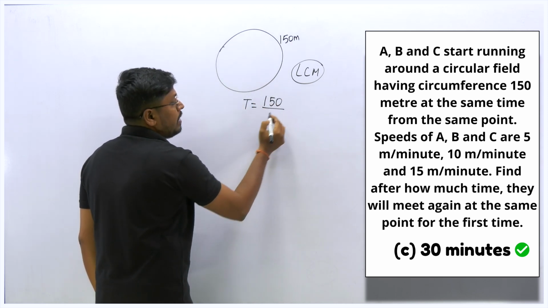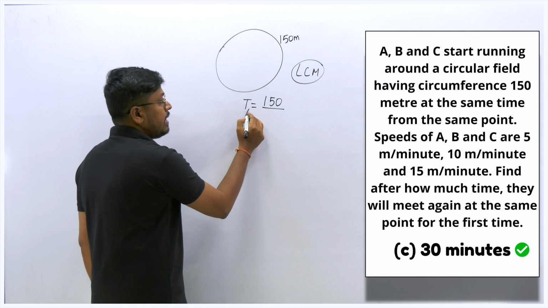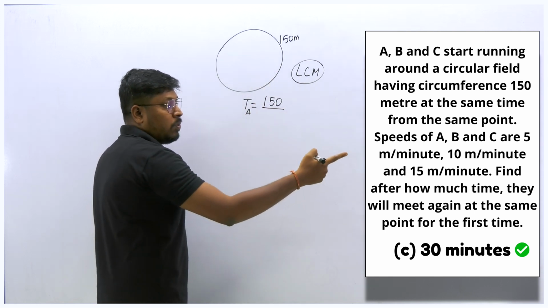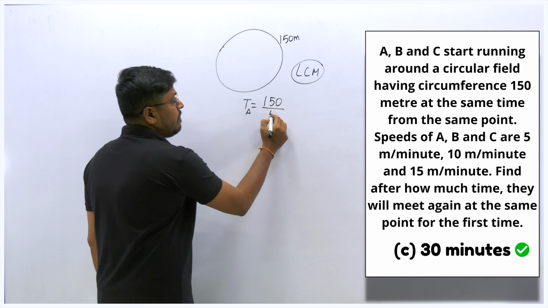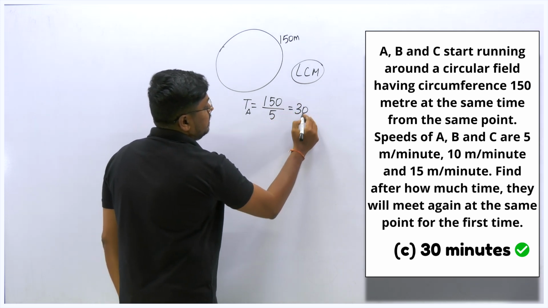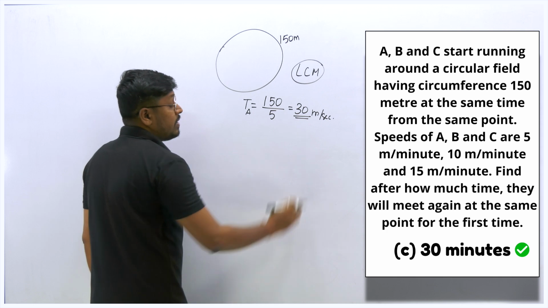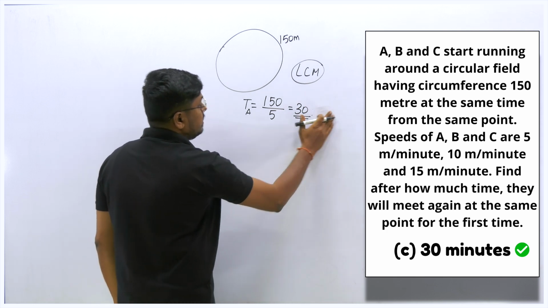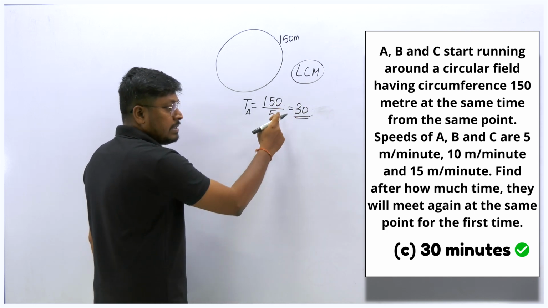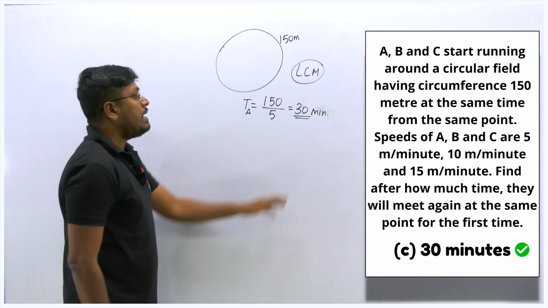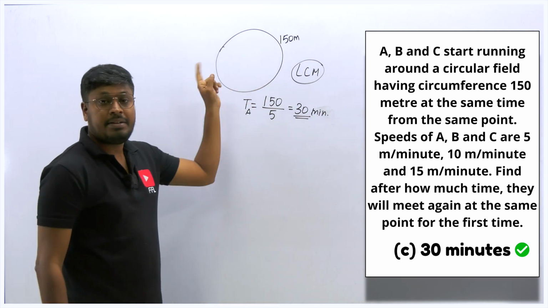So distance is 150. First person, let's take A. Time taken by A: 150 is the total distance, and the speed of the first person is 5. So we can say 30. This is in meters and this is in minutes, so 30 minutes. So we can say he takes 30 minutes to complete the first round.